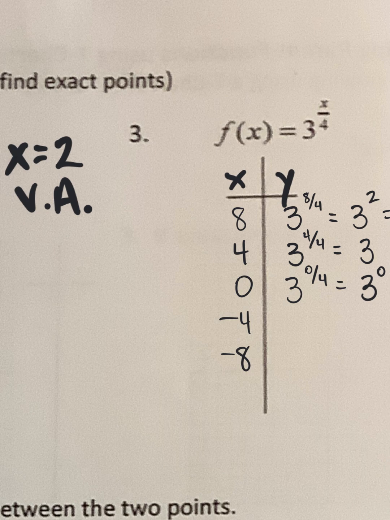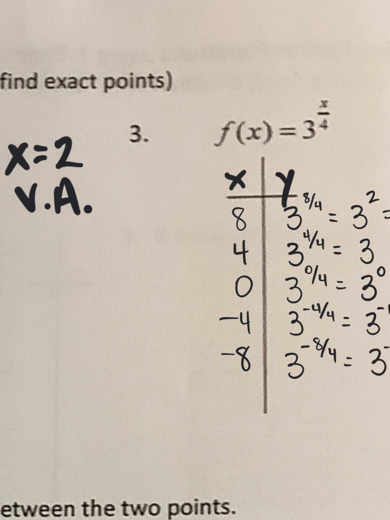Those would be the 3 smart points I would use. We default to looking at some negatives, but you're going to get fractions for these, which is fine also. But these might not be the ones that help you the most. So I got 3 to the negative first, that gives me 1/3. And then 3 to the negative 8 divided by 4 is -2, and that's 1/3 squared, which is 1/9.